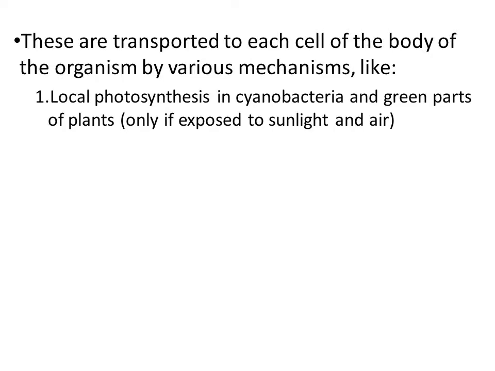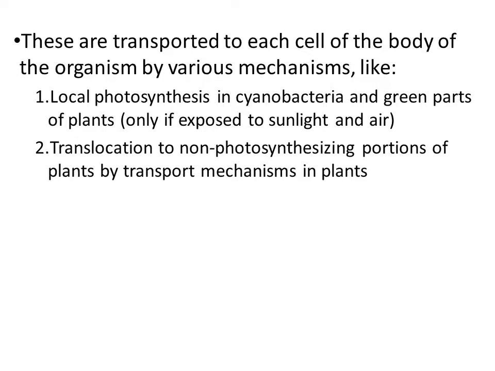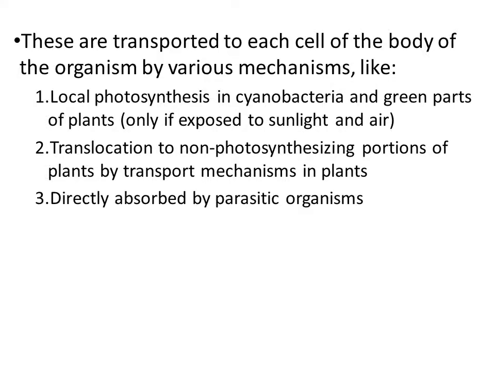For example, there is local photosynthesis of glucose in cyanobacteria and green parts of the plant if they are exposed to sunlight and air. The other parts of the plant where photosynthesis is not occurring due to any reason, these are to be translocated. There are various transport mechanisms in plants which are discussed in another chapter. In case of parasitic organisms, they directly absorb from the host.